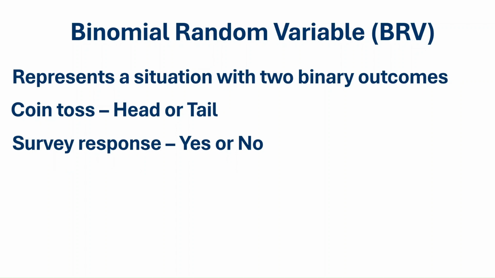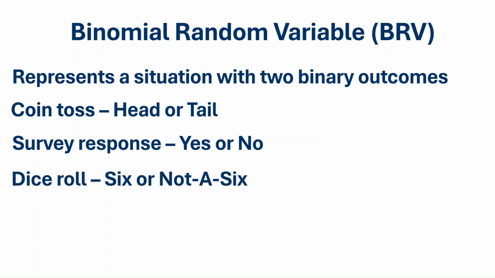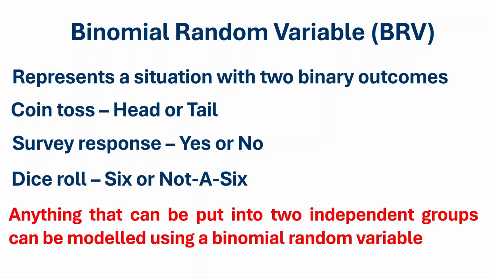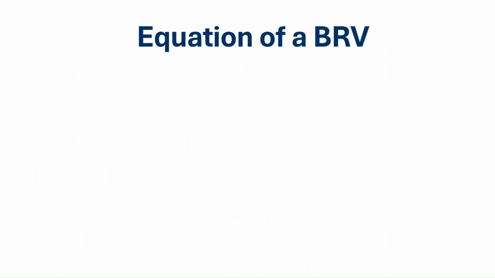Another example is the roll of a dice. We could get either a 6 or not a 6. The point is that binomial random variables are an extremely powerful modeling tool because anything that we can put into two independent groups can be modeled using a binomial random variable. It all depends on how we define what the random variable represents.